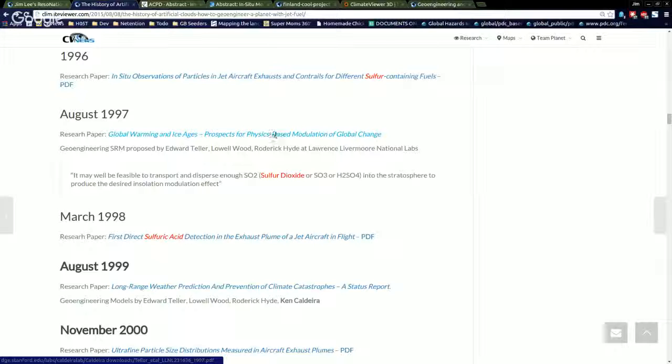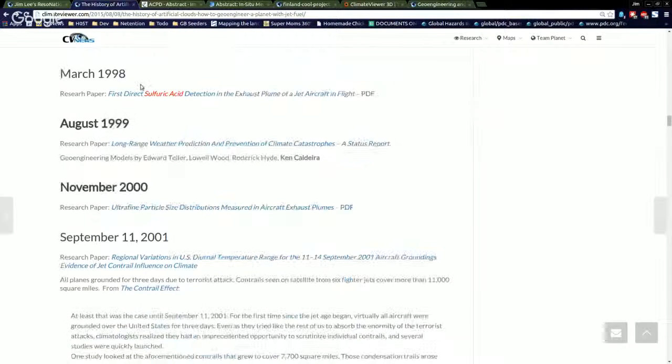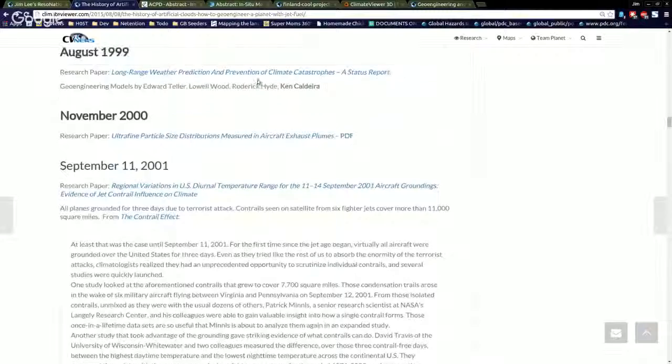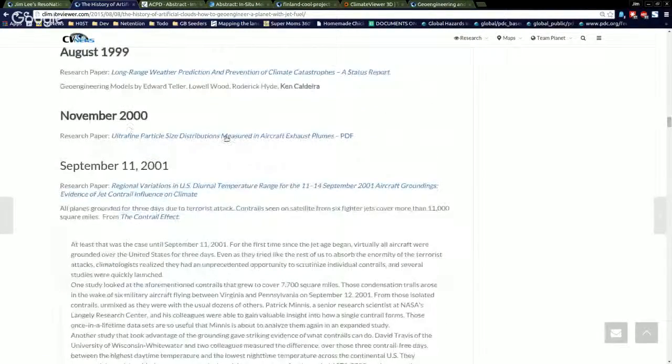Global warming and ice ages. Okay, let's skip that one, but they talk about SO2. First direct sulfuric acid detection in exhaust plume of jet aircrafts in flight. They actually flew up there and tested the sulfuric acid coming out of the back of these planes. Long weather predictions. This is another one. This is Ken Caldera. Ultrafine particle size distributions measured in aircraft exhaust plumes. Again, flying behind chemtrails and studying chemtrails. Happened many, many times. This is 2000.